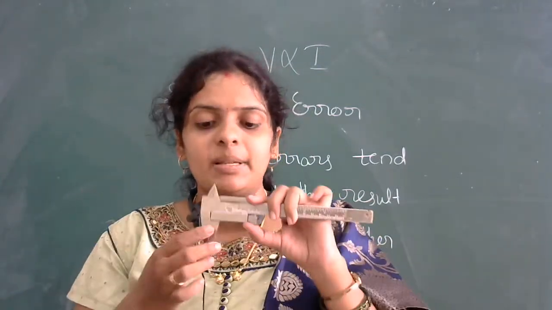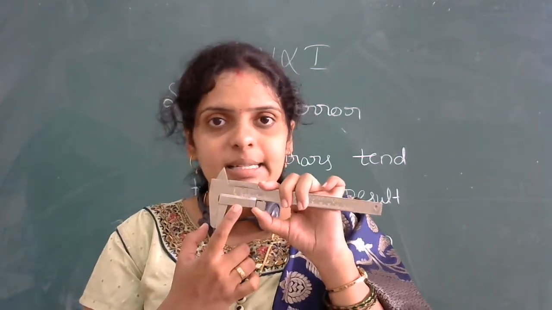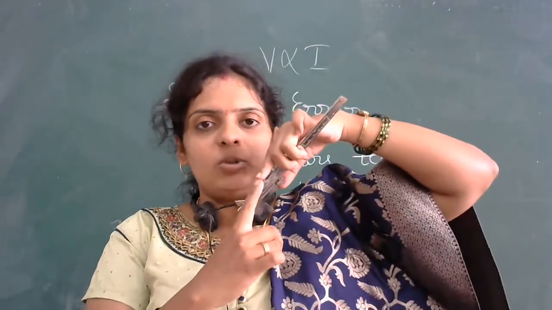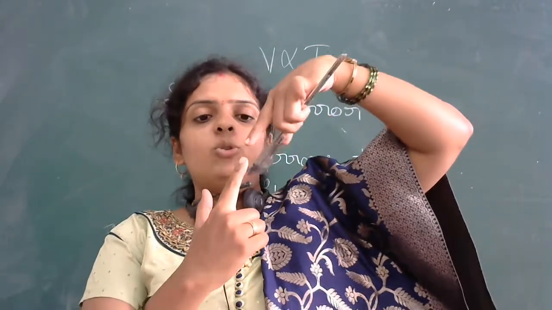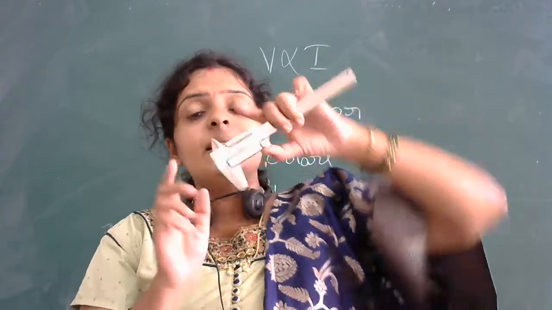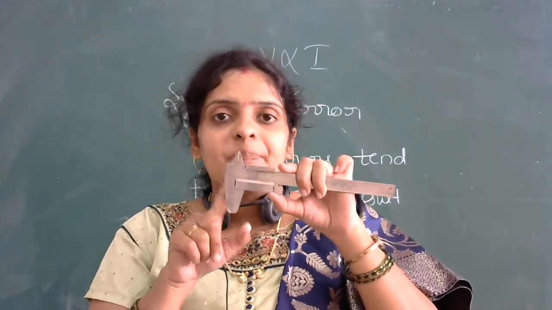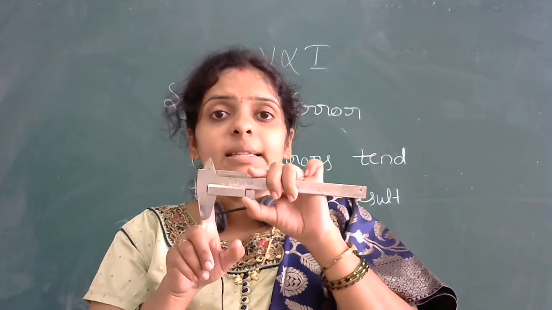Sometimes what happens, the 0 of the main scale and the 0 of the vernier scale do not coincide. Coincide means one line does not come exactly over the other line. At that time it is known as what? It is having some error. The instrument is having some error. How does it form? Why does this occur here?